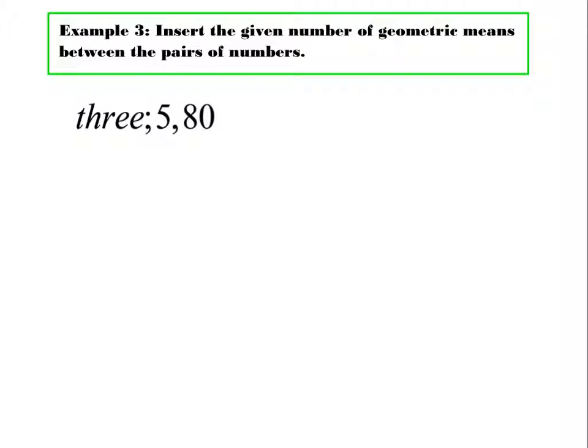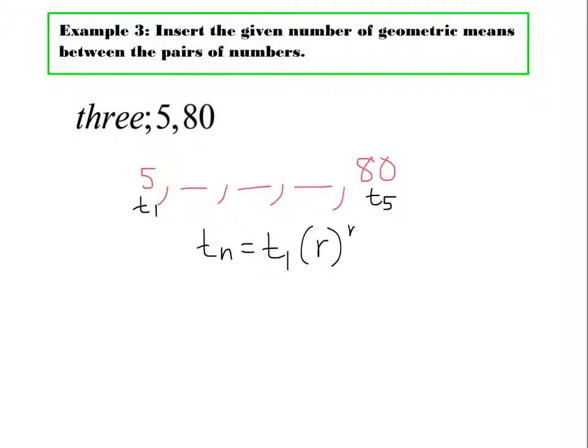Okay, example 3 says insert the given number of geometric means between the pairs of numbers. So we want 3 geometric means, so 1, 2, 3, between 5 and 80. So this is going to be really similar to how we did this with arithmetic means. That's T1, this is T5. We're trying to find T2, T3, T4. So we know Tn equals T1 R to the n minus 1.